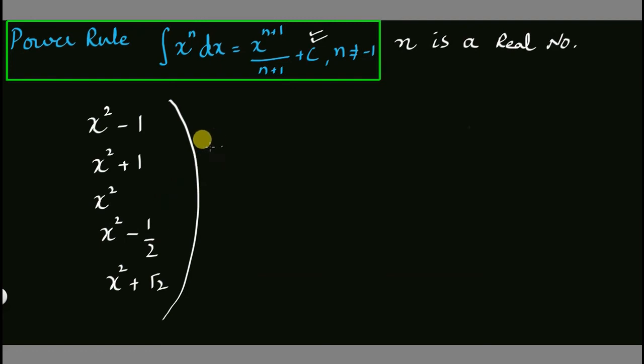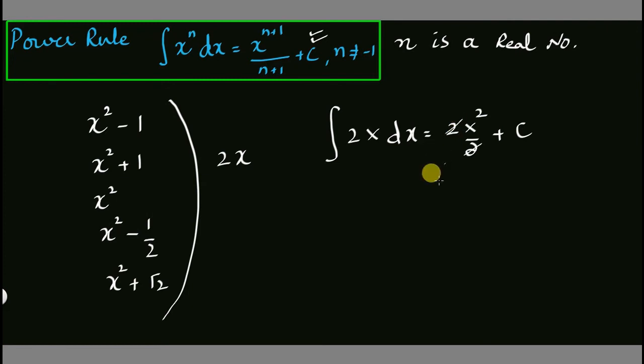If we take the first derivative of all the functions, x square minus 1, x square plus 1, and so on, you will get 2x. If we take the integral of this function 2x, what will happen? You will see the integral of 2x will be 2x square by 2 plus c. This 2 will be cancelled out, and finally you will be left with x square plus c.